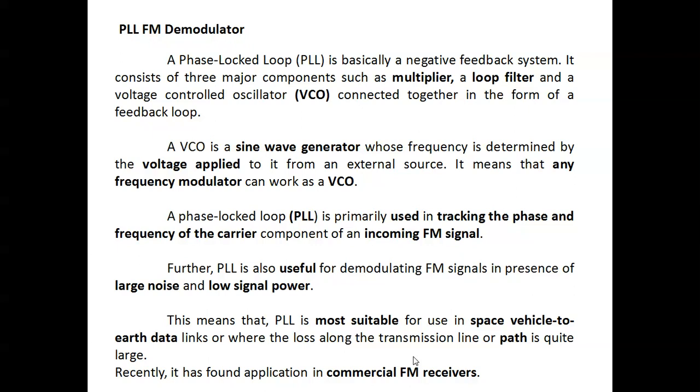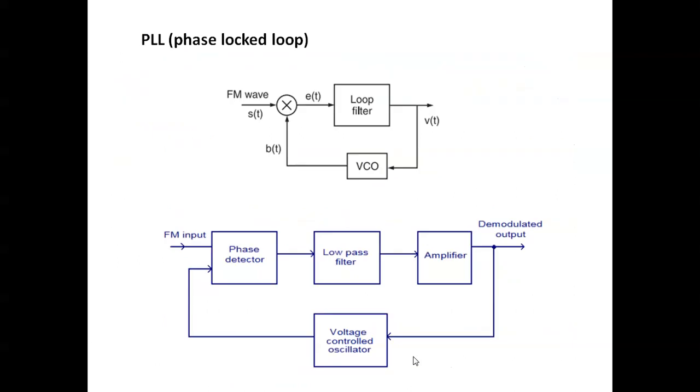The phase lock loop PLL is primarily used for tracking the phase and frequency of the carrier. PLL is mainly used for large noise and low signal power. PLL is most suitable for space vehicle to earth data, that means for transmitting information from space to earth or earth to space. There the PLL is most suitable. And recently, PLLs are found in all commercial FM receivers.